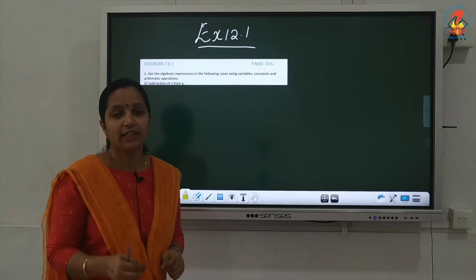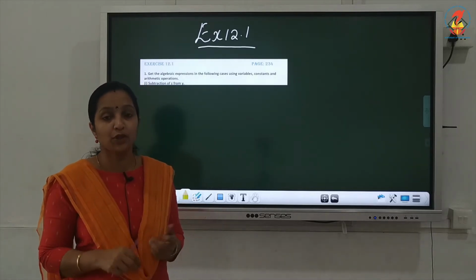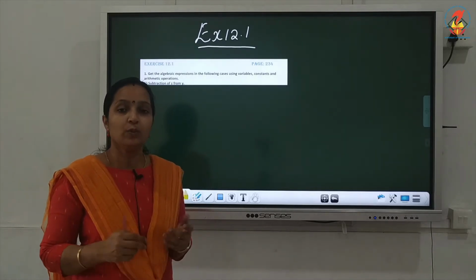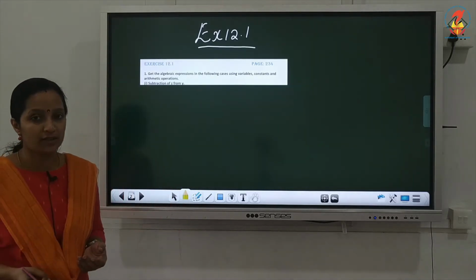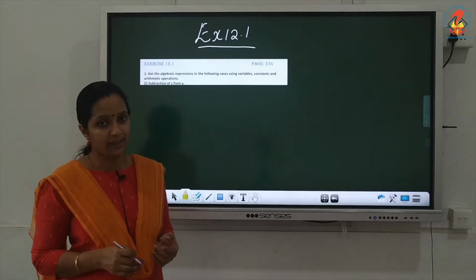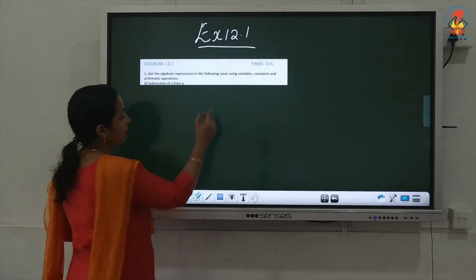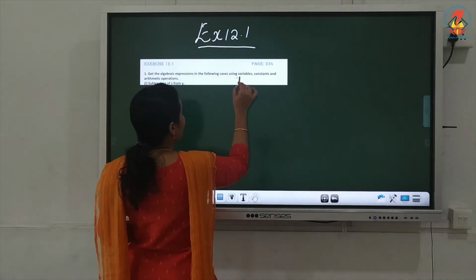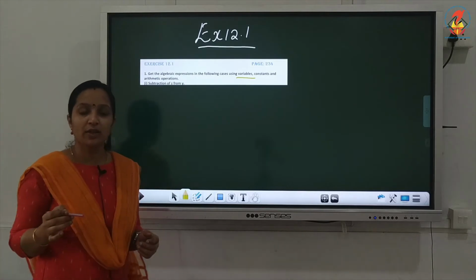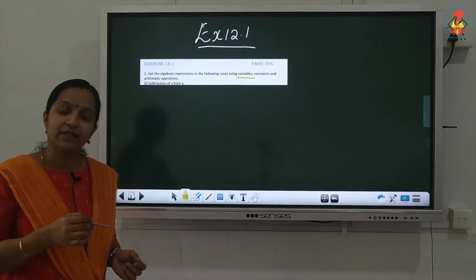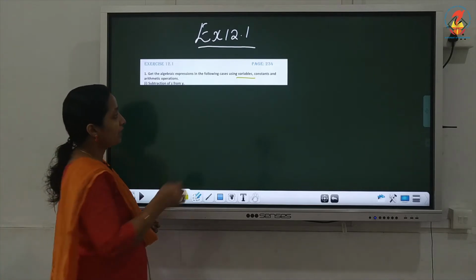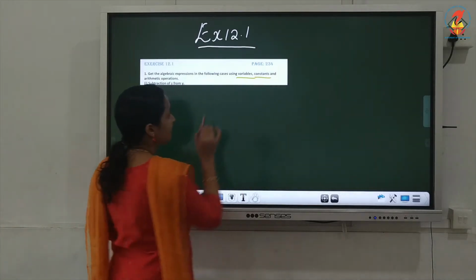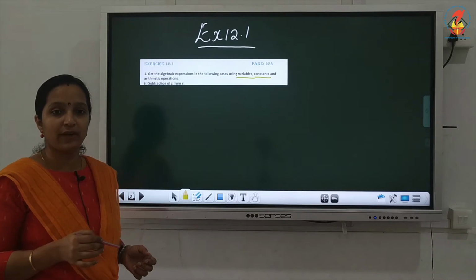We already studied what algebraic expressions are. What do you mean by algebraic expressions? We know that expressions that contain variables and constants are called algebraic expressions. And we also learned what a variable is. A variable does not have a fixed value and it is denoted by the small letters of our English alphabet. And what is a constant? It has a fixed value.